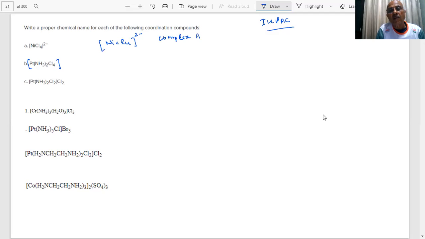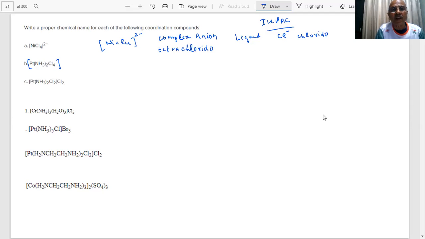Then what are the rules for that? We have told you. What is a ligand? Which ligand is there? Cl minus. It is an anionic ligand. Then what is the name of Cl minus in the IUPAC name? Chlorido. How many are there? Four. So this becomes tetrachlorido. Now this is an anionic complex.